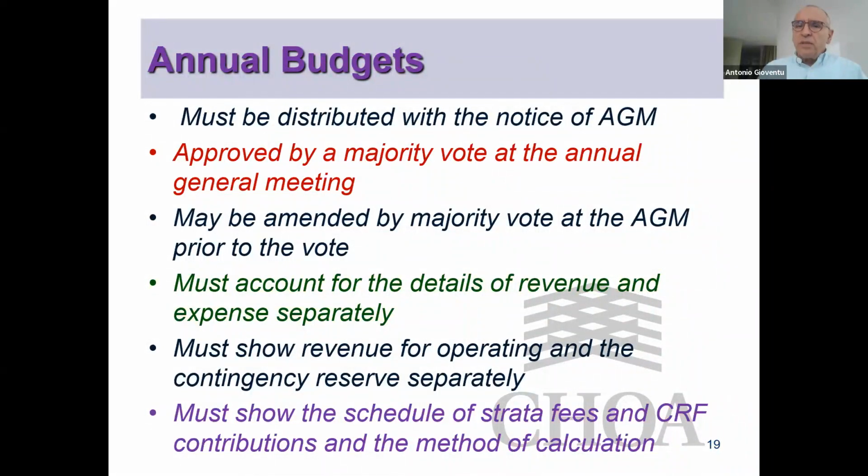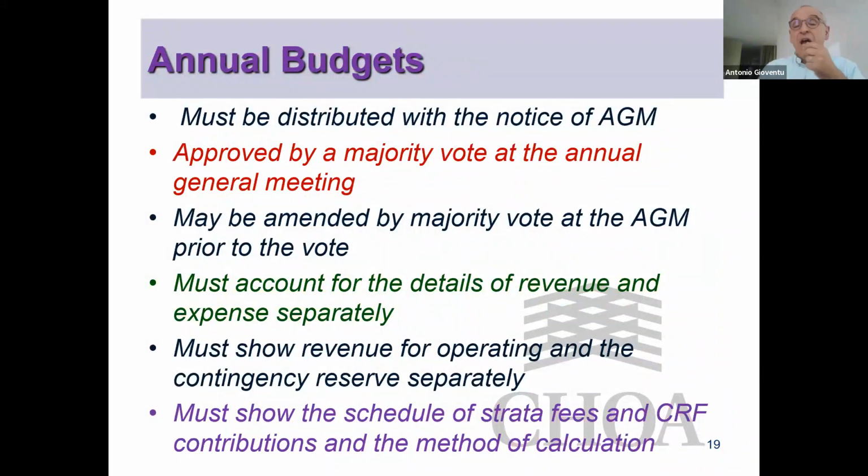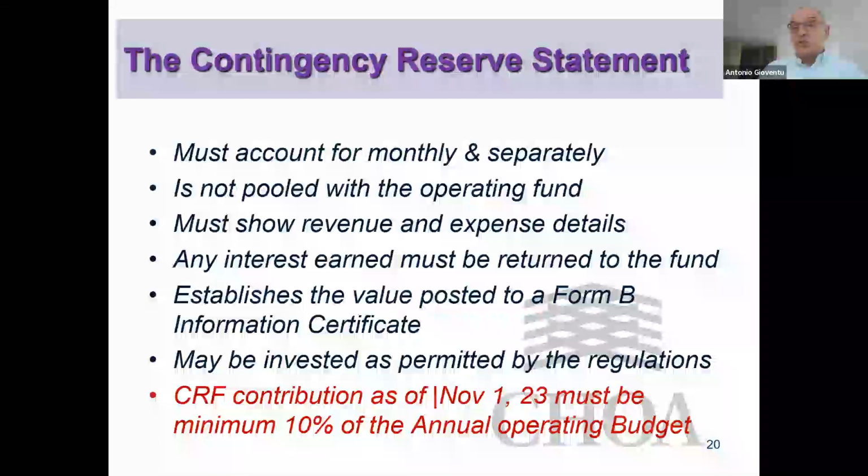Also, a frequent omission that we're finding is that the scheduled strata fees and the contingency contributions and the method of how they're calculated are frequently not complete or included with notice packages. When you send out your notice of your AGM, the schedule of fees that each person has to pay on a monthly basis or based on your bylaws, your schedule, must be included with the notice package as well. And then obviously, if we make amendments at the annual general meeting that will change those fees, we immediately have to send out another schedule.